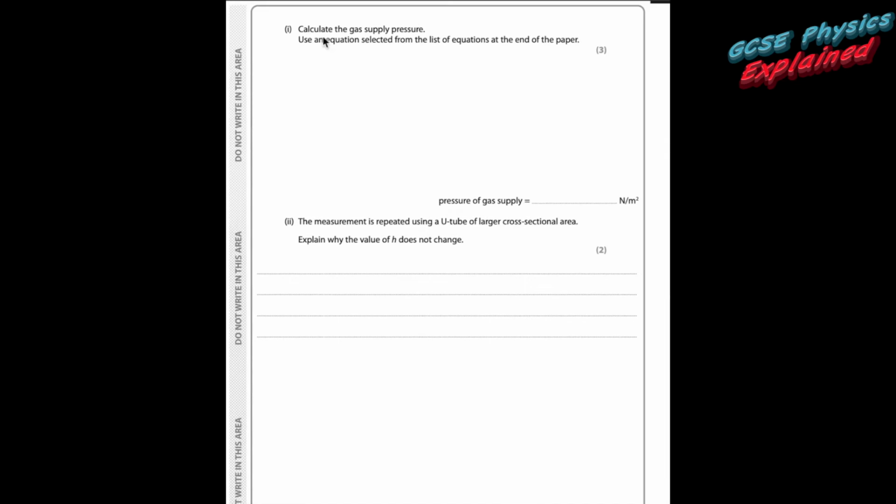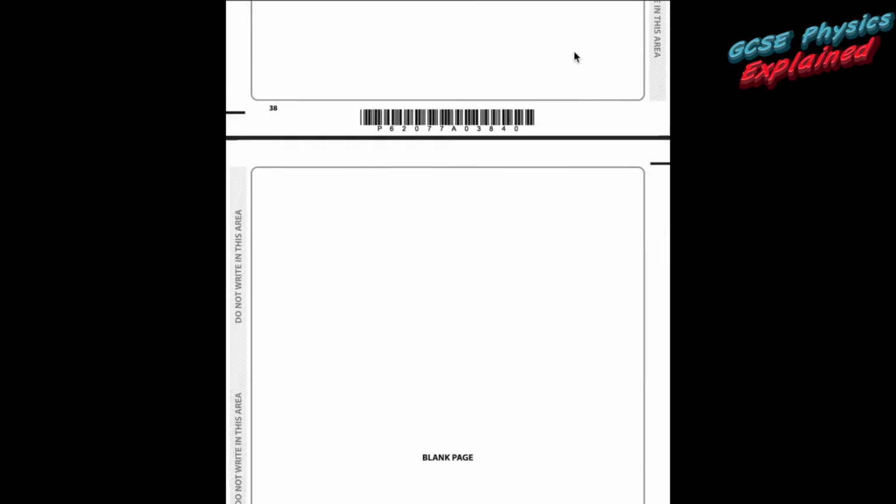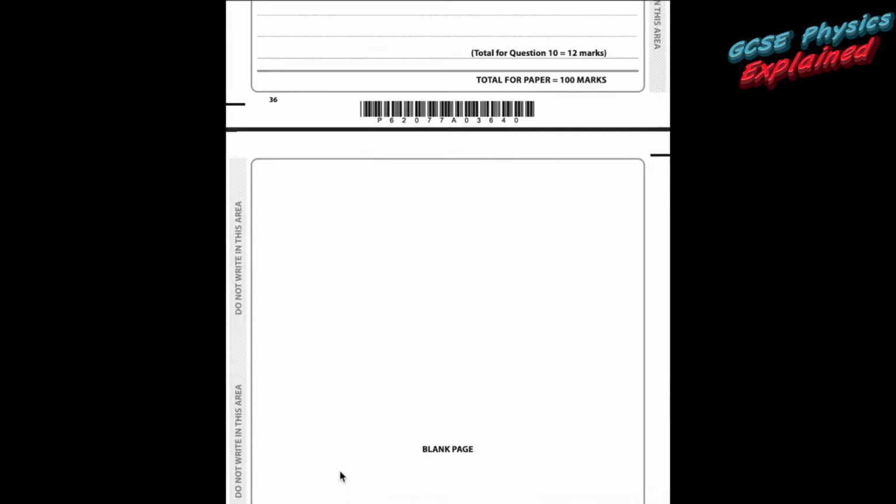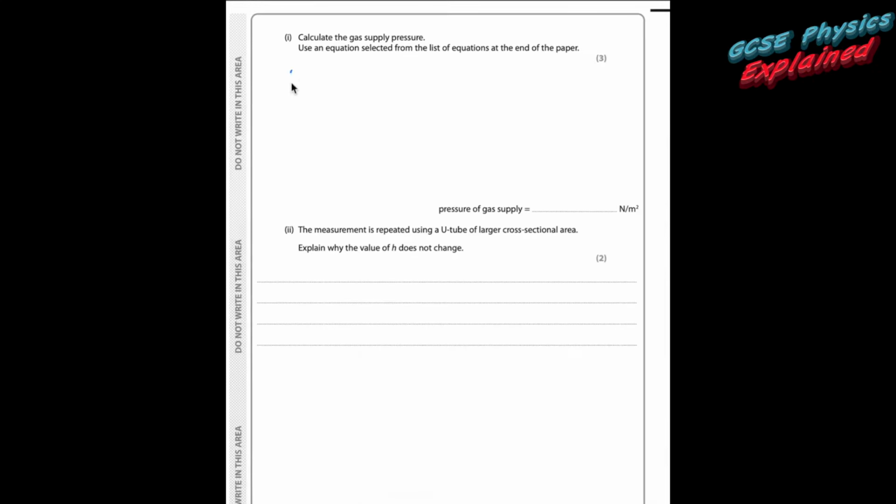Part 1. Calculate the gas supply pressure. Use an equation selected from the list of equations at the end of the paper. Right, we need this. Pressure due to a column of liquid equals the height of the column times by the density of the liquid times by the gravitational field strength. So pressure equals the height of the column times by the density of the liquid times by gravity.